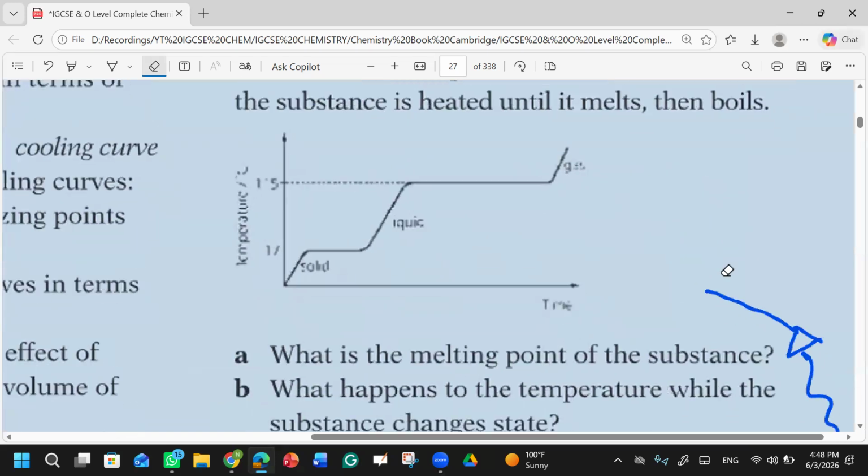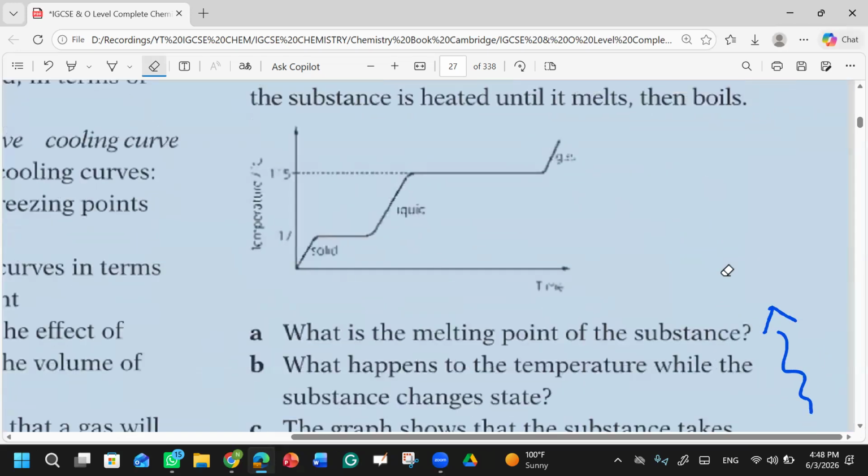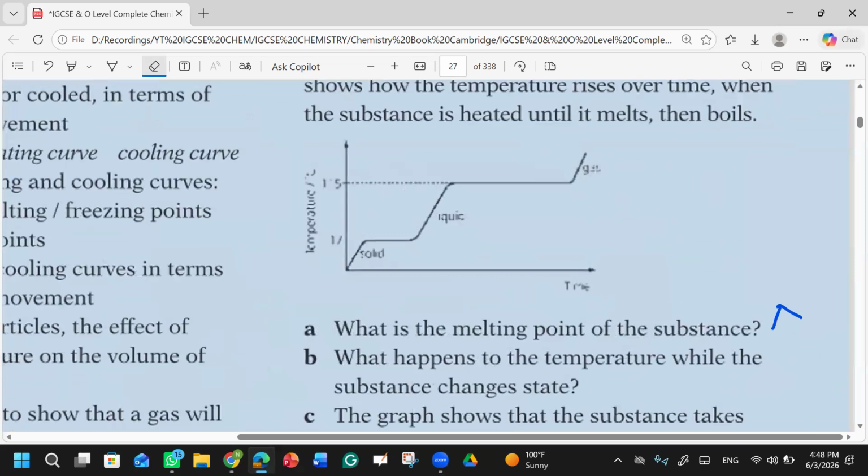Can you tell me what the melting point is? Is this 1.5 the melting point? No, no, 1 is the melting point. Okay, at this point it started melting. Why did you say this 1.5 is like the evaporating point? Well, evaporating, yeah, that is boiling. Yes, boiling point. Okay, good.